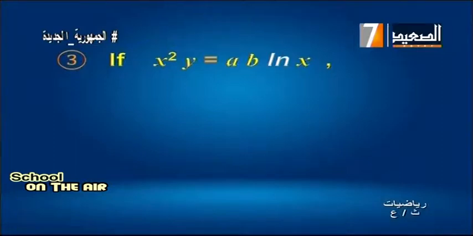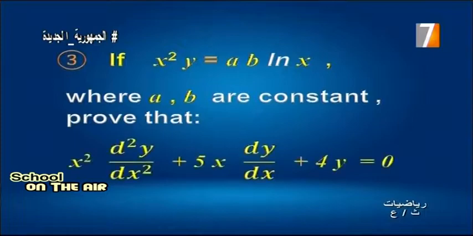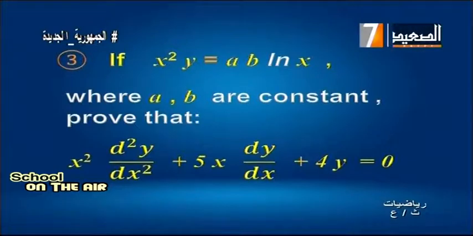Number 3: if x squared y equals ab ln x, where a and b are constants, prove that x squared multiplied by d2y/dx squared plus 5x dy/dx plus 4y equals 0.